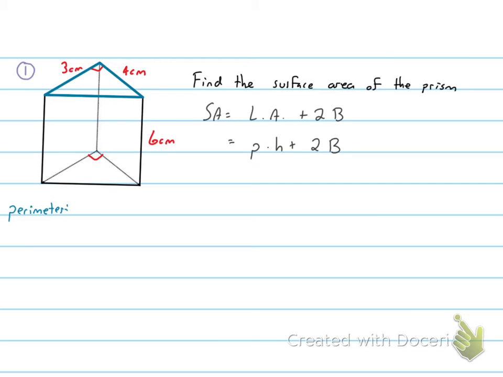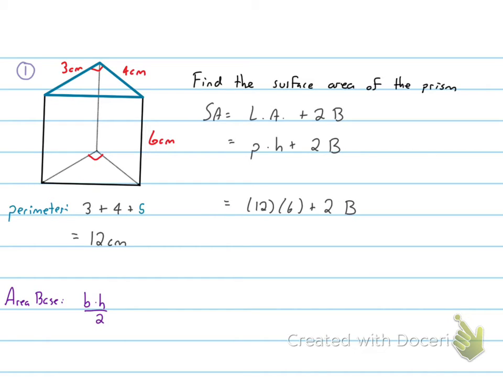Let's start with the perimeter. We see that one side of the triangle is 3, the other side is 4. This is a special, or Pythagorean, triple, so that hypotenuse would need to equal 5. You also could figure that out using the Pythagorean theorem because it's a right triangle. The perimeter added up, 3 plus 4 plus 5, gives you 12. The height, or the distance between those triangles, is 6 centimeters, so we're going to do 12 times 6 plus 2 times the area of our base.